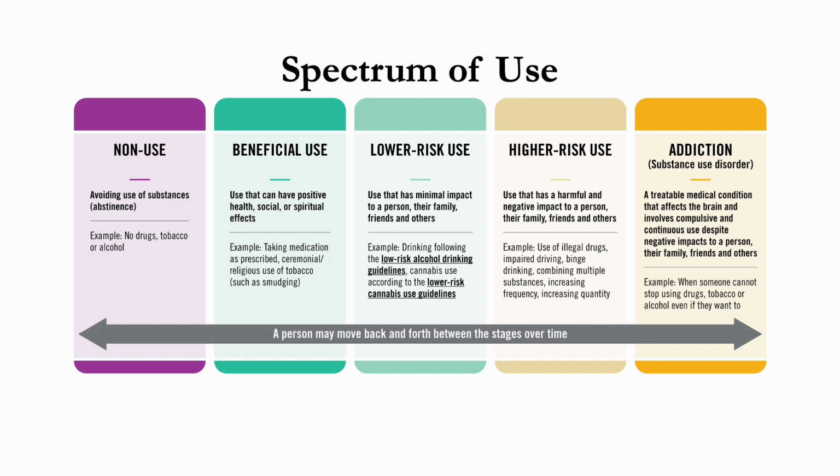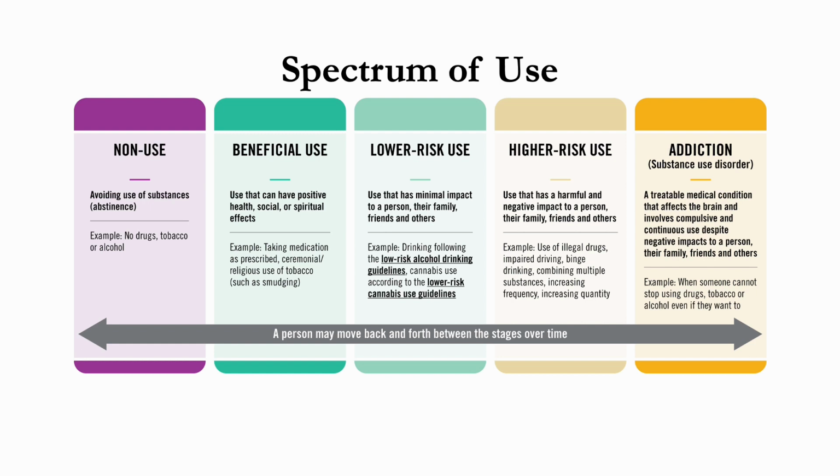Beneficial use refers to instances of substance use that may have positive health, spiritual, or social effects. This might include marijuana use for pain management, hallucinogen use for ceremonial purposes, or alcohol consumption at a celebratory event. Lower risk use is that which bears little to no risk on a person or the people around them. Higher risk use refers to the pattern of substance consumption that negatively impacts a person and their environment.